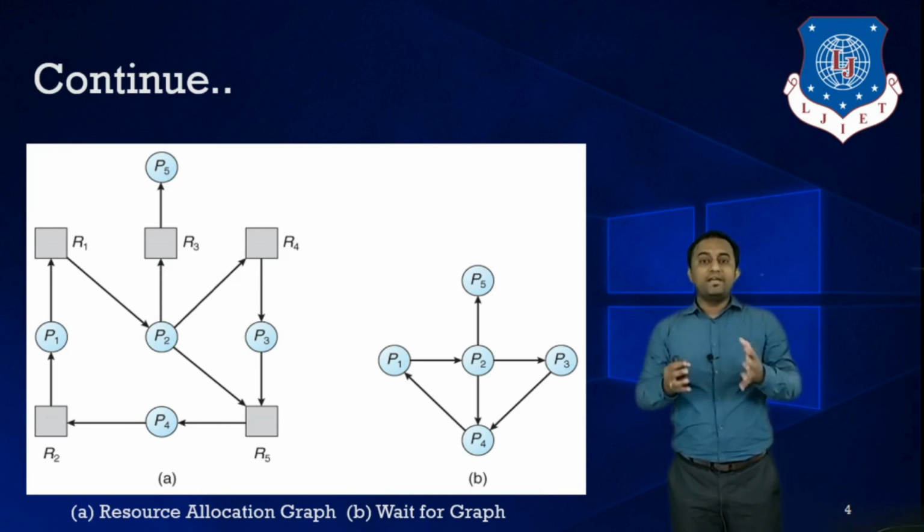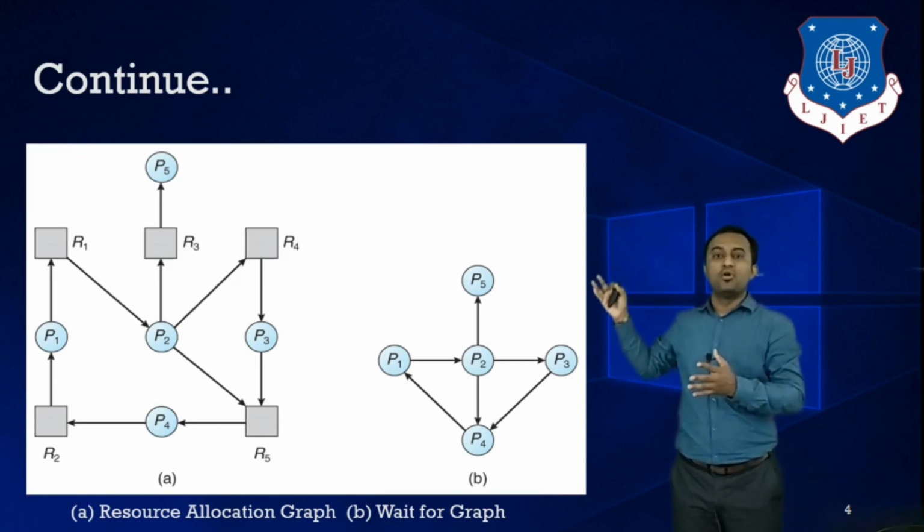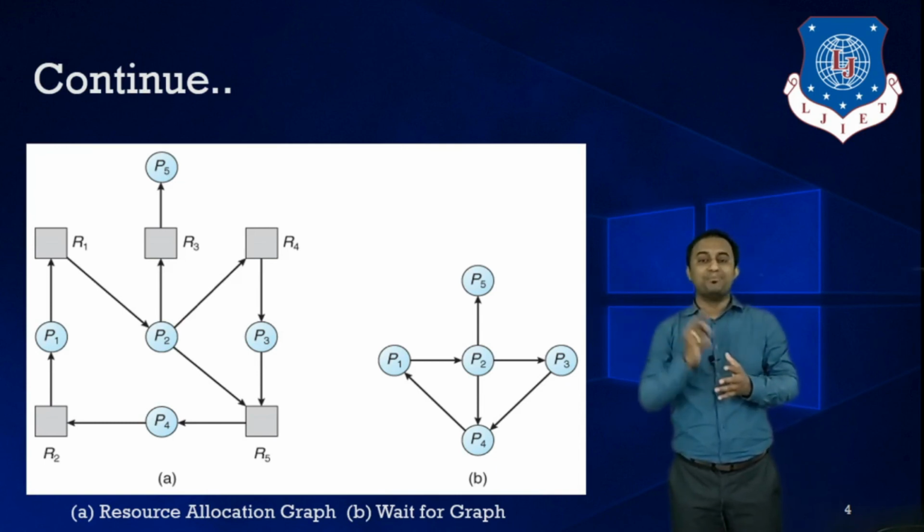Now we need to identify whether there is any closed loop in this graph. If a cycle exists, there would definitely be a deadlock in the system. In the wait for graph, starting from P1 to P2, P2 to P4, and P4 again to P1, there is a closed loop. A cycle is formed, so definitely this system leads to a deadlock situation. In this way you can detect the deadlock in the system.